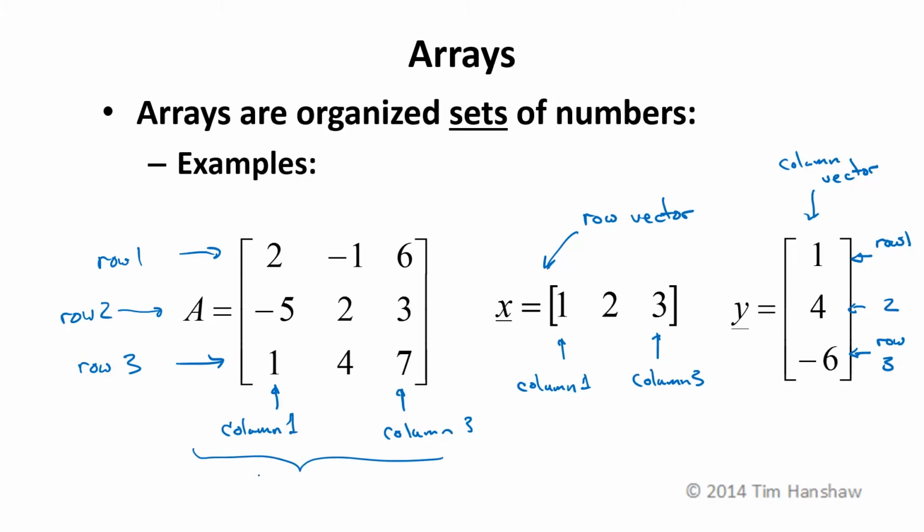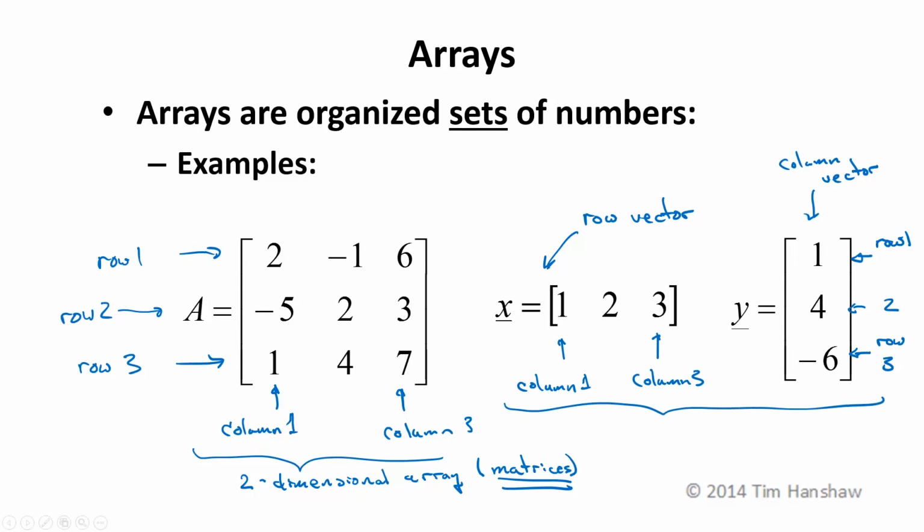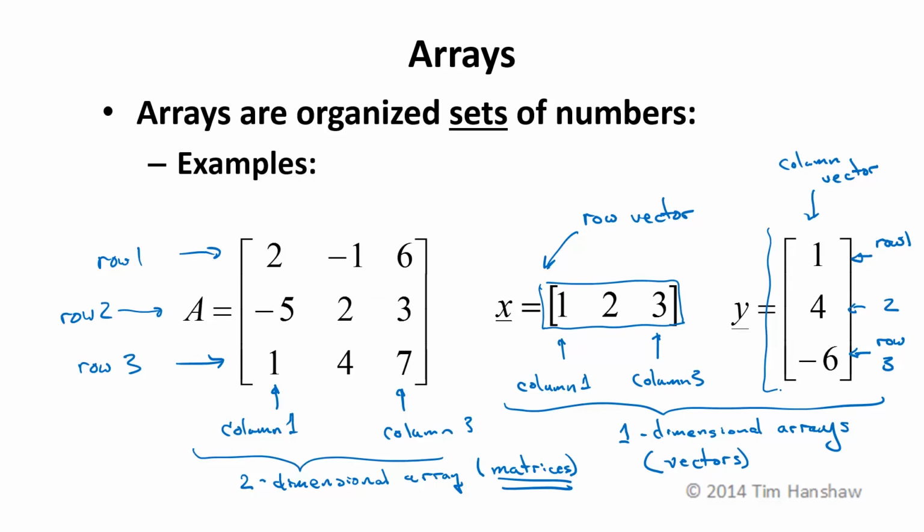A is what's called a 2-dimensional array. Sometimes these are referred to as matrices. It's 2-dimensional because it has both more than 1 row and more than 1 column. X and Y are 1-dimensional arrays, which are often called vectors. So they have only a single row or a single column.